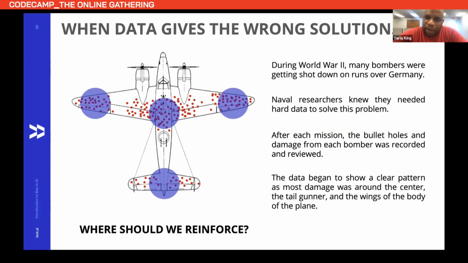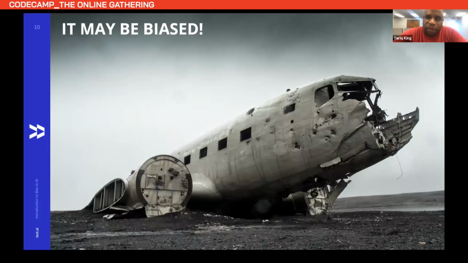And typically when data gives us the wrong solution, it may just be biased, right? And so for them, they didn't realize that they were missing something inherently. And what that was, was that they weren't taking samples from planes that were gunned down, right? All these samples that they were taking were from planes that actually survived.